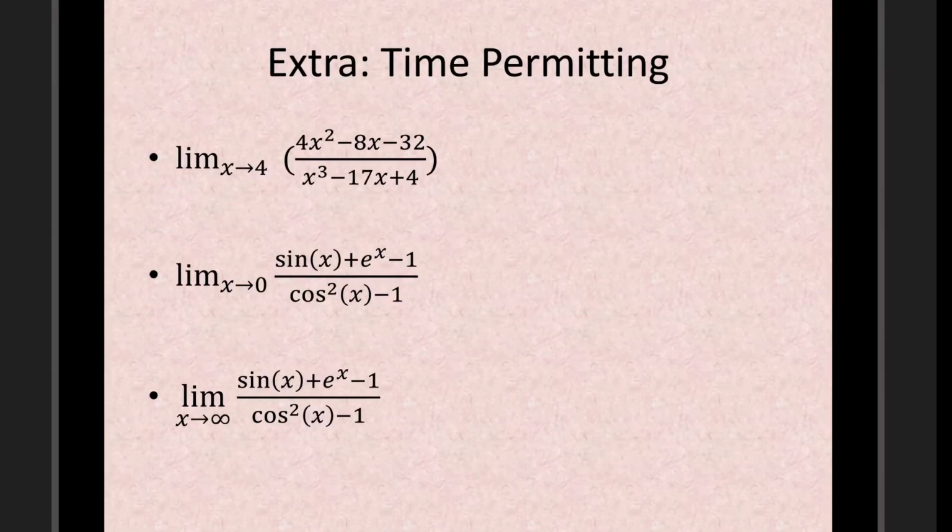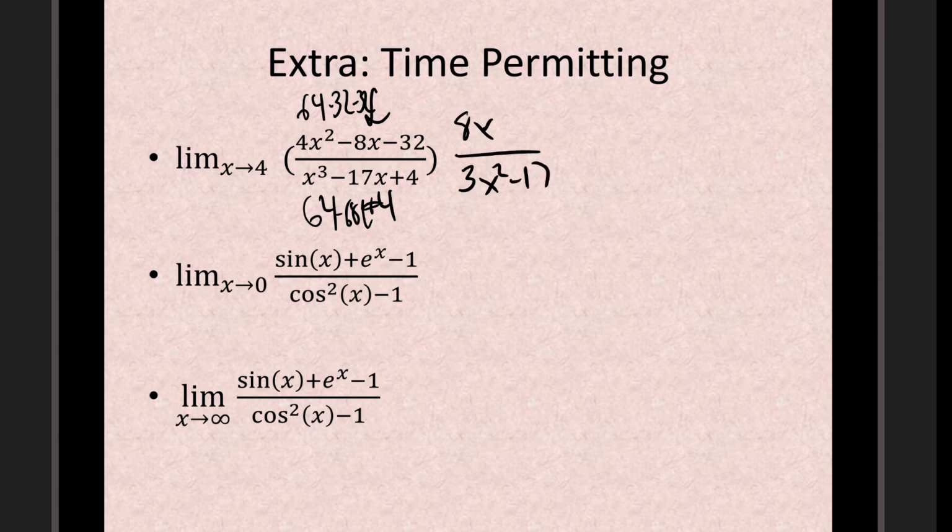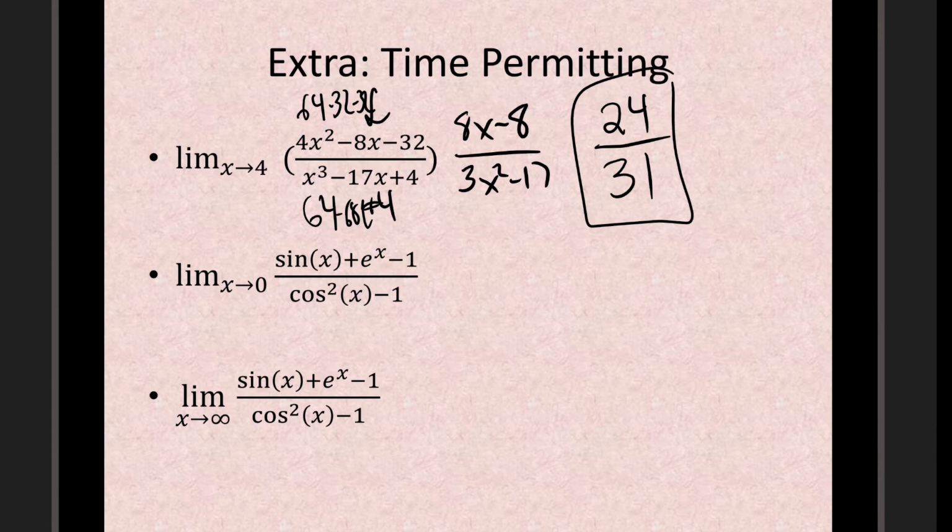Alright. Let's take a peek. The first one, you could factor this. Because if you plug in 4, you get 64 minus 32 minus 32, which is 0. And 64 minus 68 plus 4, which is also 0. So this is 0 over 0. So we can factor this, or the better play, we can L'Hopital's this. If we L'Hopital's, now we can plug in 4, and this is gravy. 24 over 3 times 16 is 48, minus 17 is 31. Boosh. I'm sure glad I didn't try to factor this. That looks a lot easier.